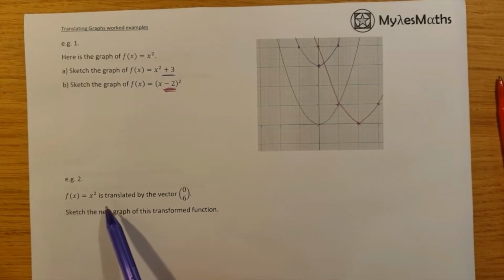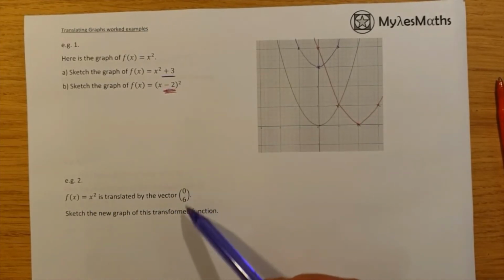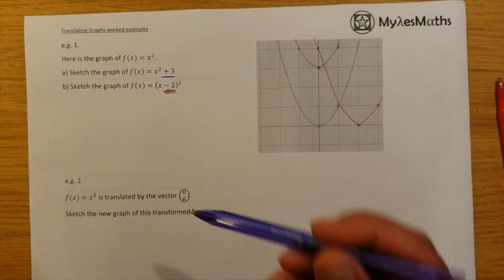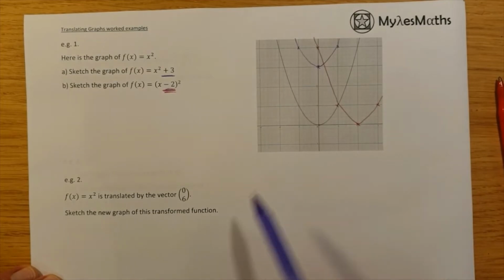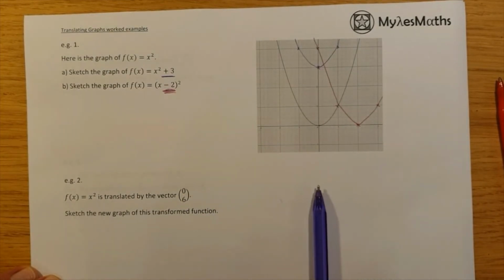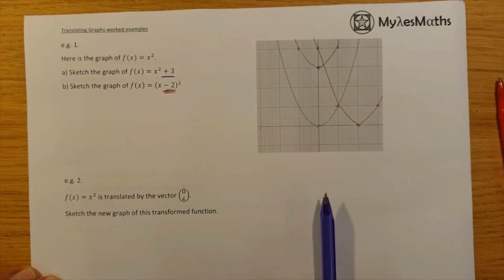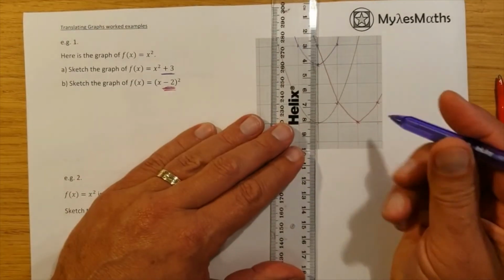F of x equals x squared is translated by the vector 0, 6. So now we're given a vector that it's translated by. Is this an up-down vector, or is it a side-to-side vector? Well, it's an up-down, isn't it? With 0, 6, I'm not going right or left. I'm staying where I am, but I am going 6 up.